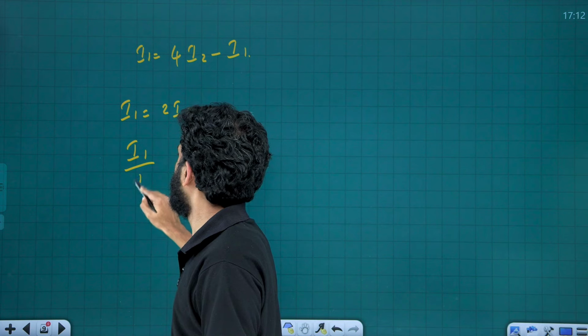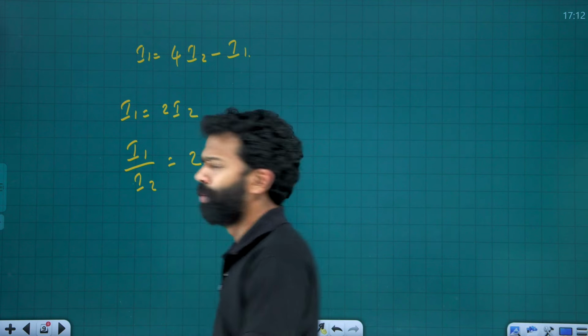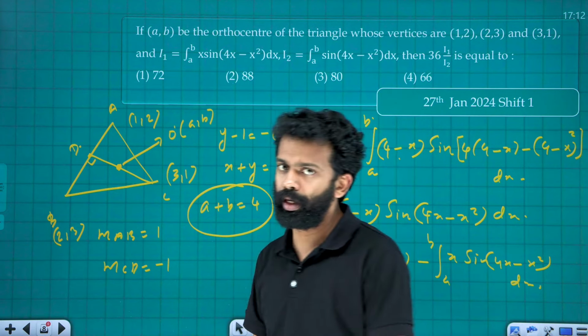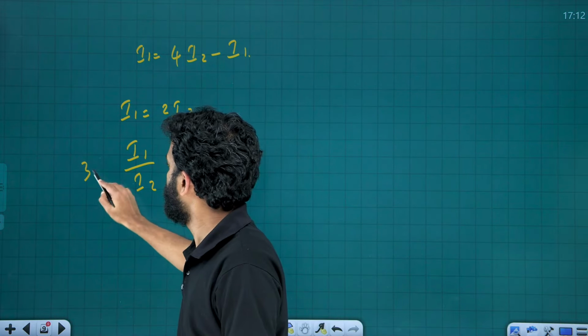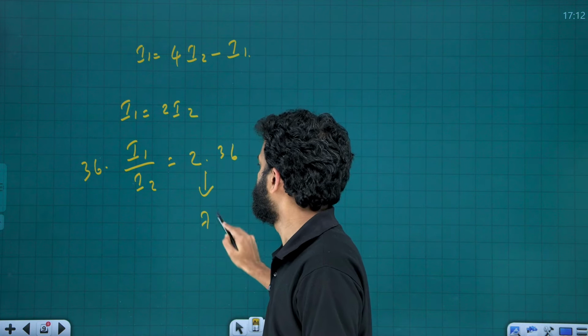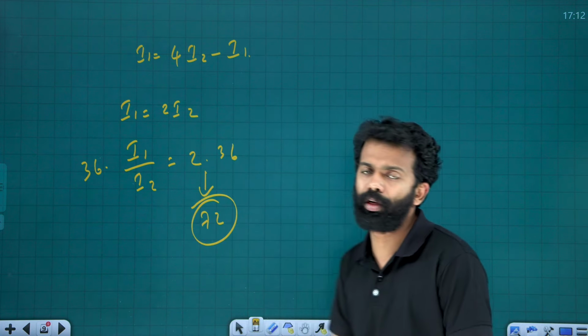Therefore I1 by I2 is equal to what? 2. But in the question it was 36 into I1 by I2, right? Therefore we need to multiply here with 36 and here with 36. Therefore the result will be what? 72. So 72 is the final answer for this one.